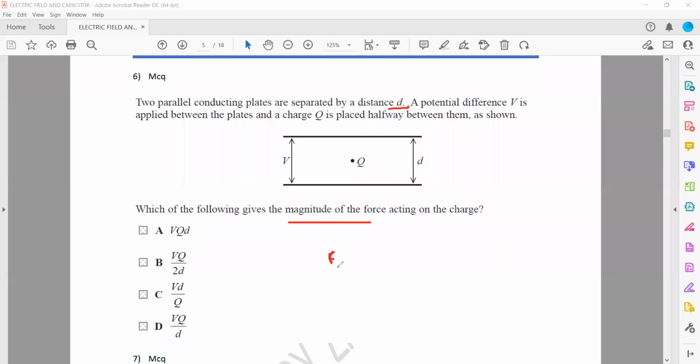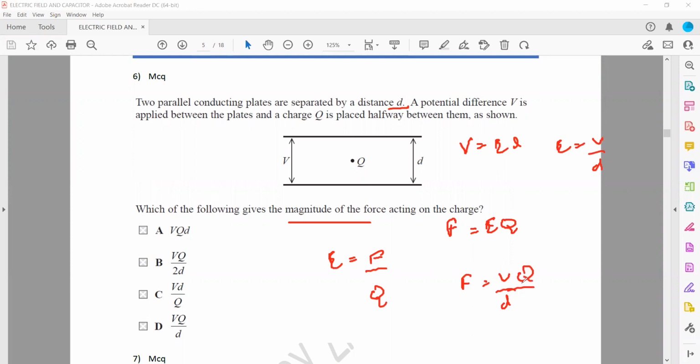So the electric field E is equal to F divided by Q. Electric field strength is force per unit charge, or F equals E into Q. And what about E? V equals Ed, so E equals V divided by d. So the force will be equal to V divided by d into Q. Because E is equal to V divided by d, in place of E if I write V divided by d, the force is VQ divided by d. So it matches with option D.